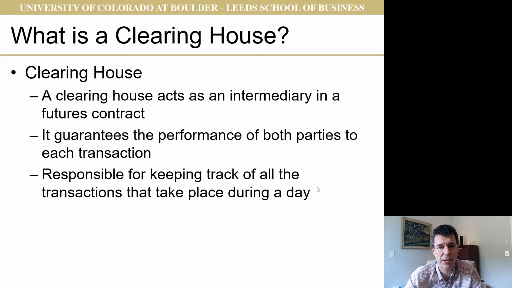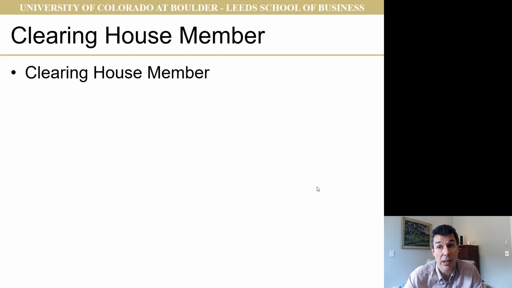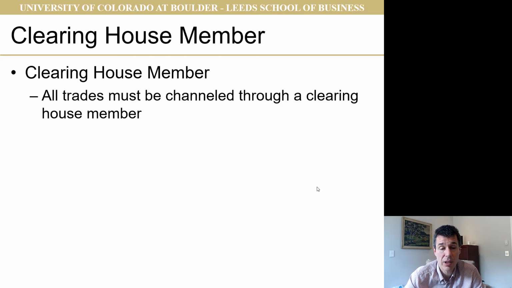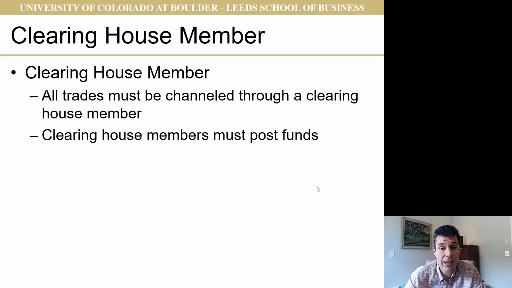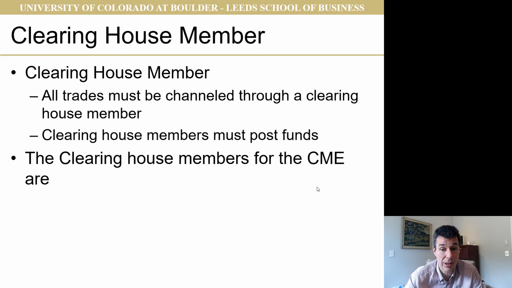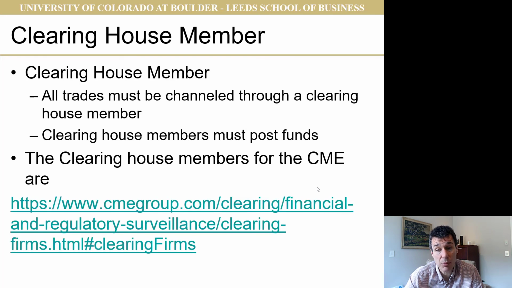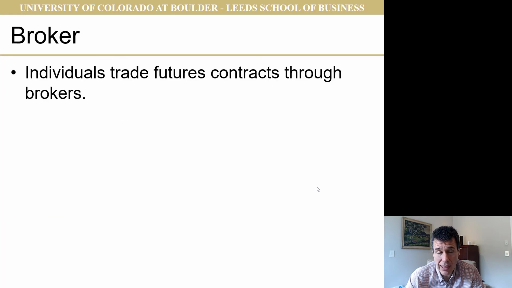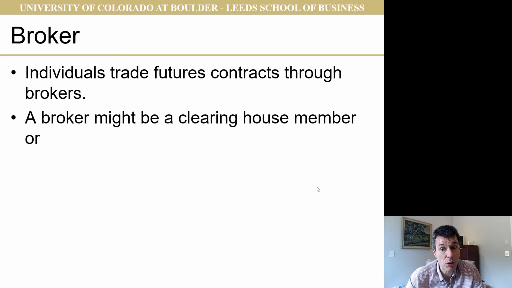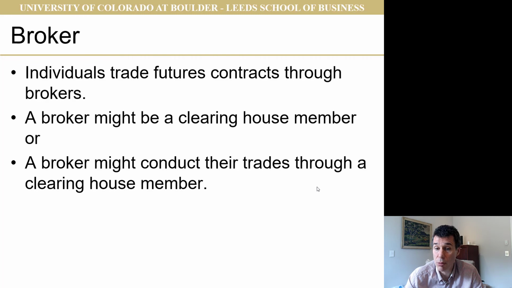But we're going to talk about this guarantee for a minute. Now, the clearinghouse has clearinghouse members. All trades must be channeled through a clearinghouse member, and clearinghouse members must post funds to the clearinghouse. The clearinghouse members for the CME, I won't go into the list. There are lots and lots of them. Individuals trade futures contracts through brokers. A broker could be a clearinghouse member, or a broker might conduct all of their business through a clearinghouse member.